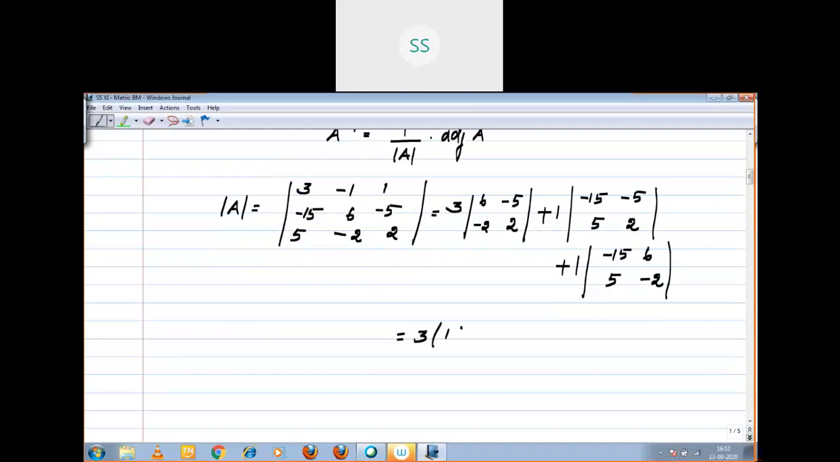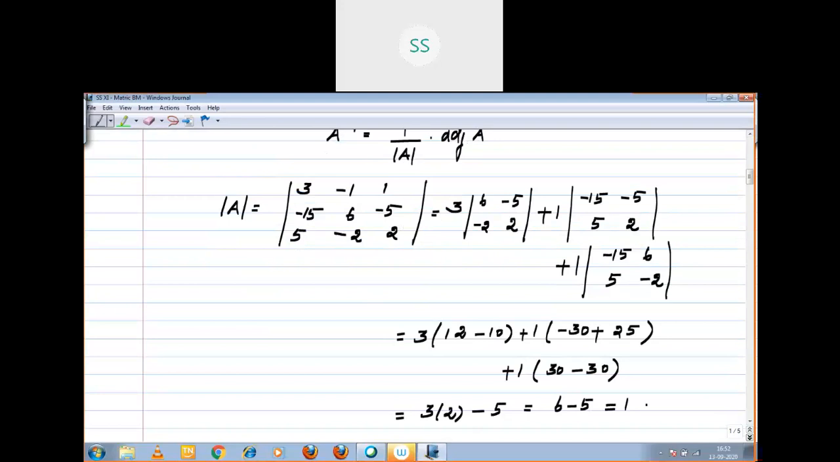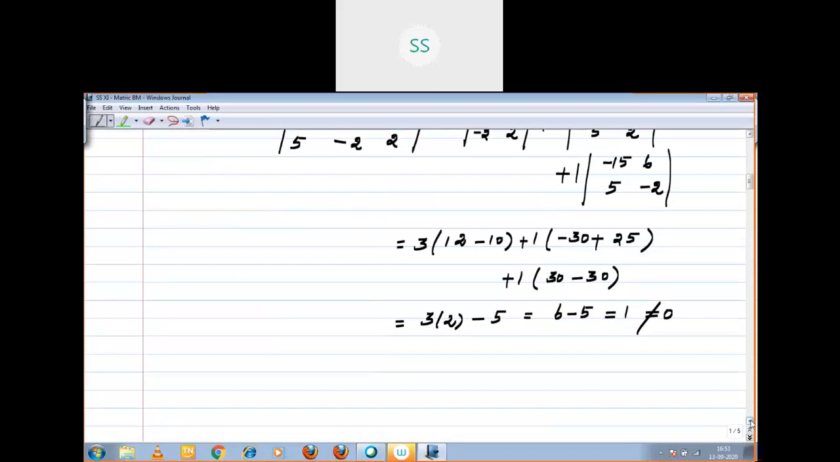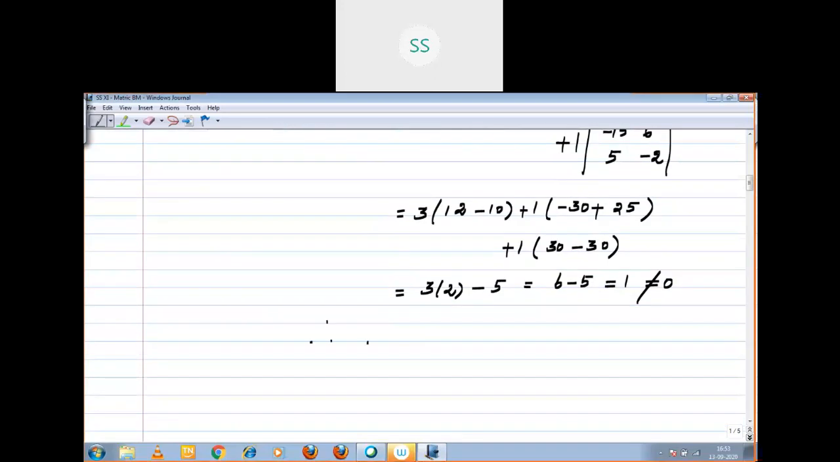3 into 12 minus 10, plus 1 into minus 30 plus 25, plus 1 into 30 minus 30. Now what is the result? 3 into 2 minus 5. That means 6 minus 5 equal to 1, not equal to 0. Then you can solve, right? A inverse exists. Okay, now the next what we need, adjoint of A.